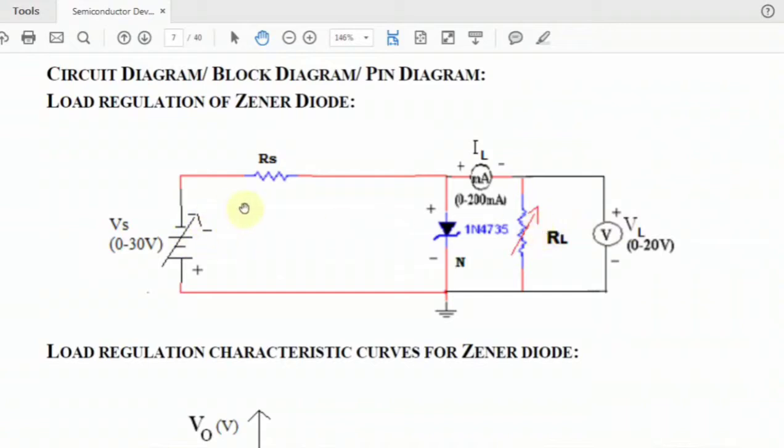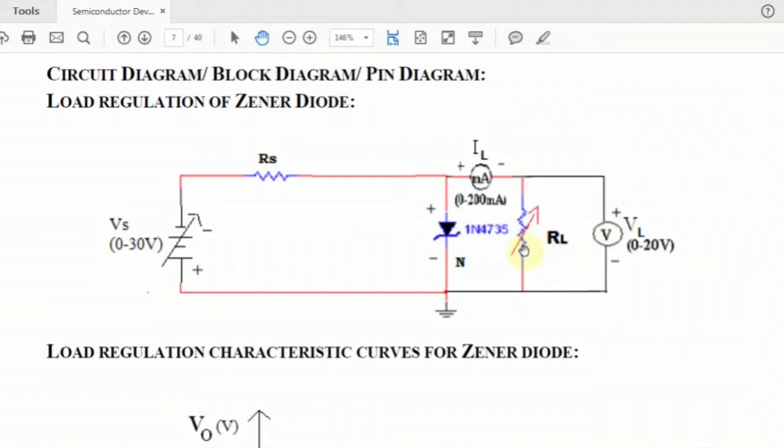Now let us study this circuit. Here you can see a Zener diode already operating in a breakdown region of operation. That means it is already connected in its reverse bias and operating in its breakdown region. Now what is the change in this circuit is that we have connected a variable load in parallel to the Zener diode, and a current meter to measure the load current is connected in series with this load, and a voltmeter to measure the load voltage is connected in parallel to this load.